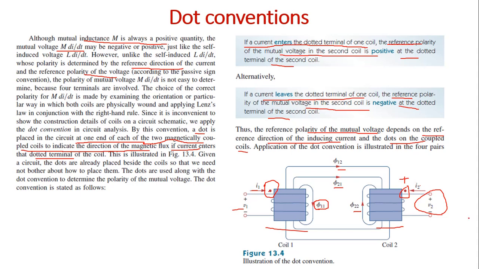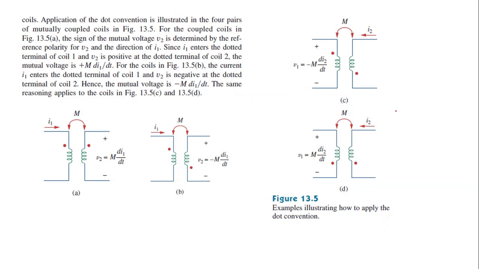Similarly, if we take this coil and compare it with this, here the current enters this terminal. So here the dot is placed, so this terminal is positive. So both the mutual voltages are positive. So here we have 4 combinations of dots. We will see one by one how the polarity of the mutual voltage changes in each of these.